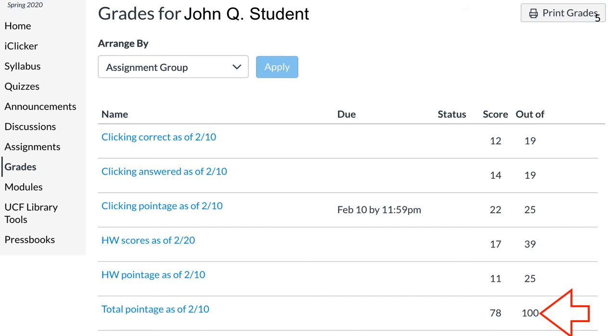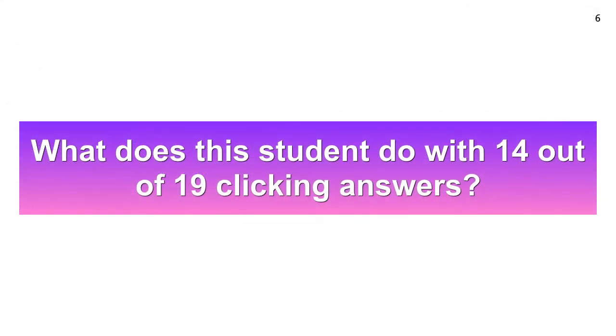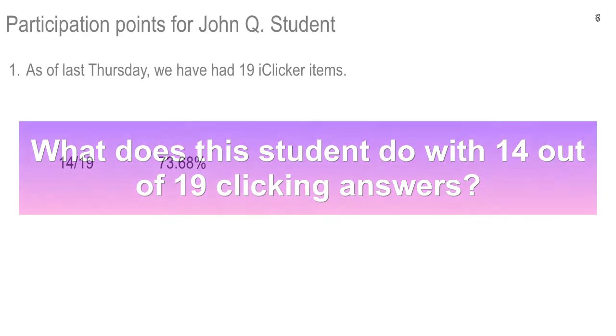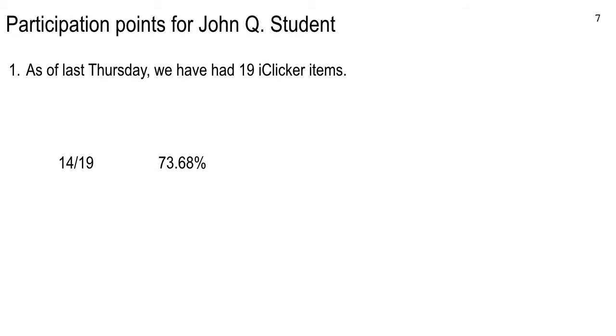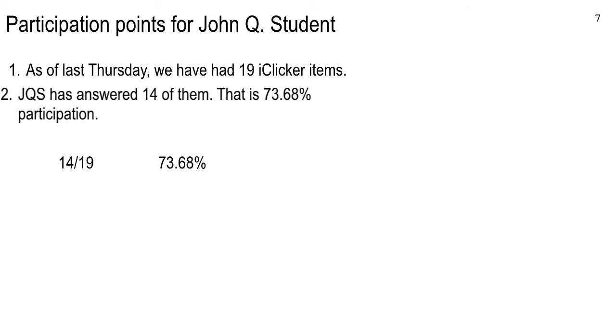Okay, let's keep going. Now, let's work out this problem. Okay, what does this student do with 14 out of 19 clicking answers? Go ahead and write this down. And let's just go through the procedure. Okay, and I'll show you how to do it. Now, this student is below 85%, so we can't just pencil in 25 out of 25. All right, so John Q student participation points. As of last Thursday, we've had 19 clicker items. And in this example, John Q student has answered 14 of them.